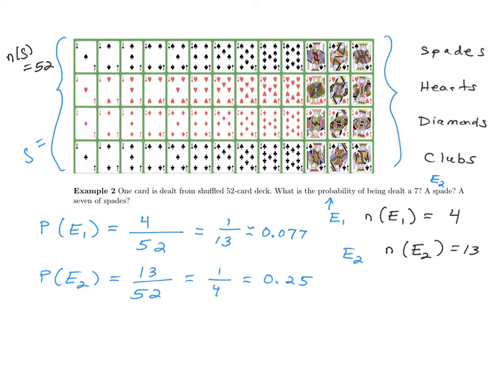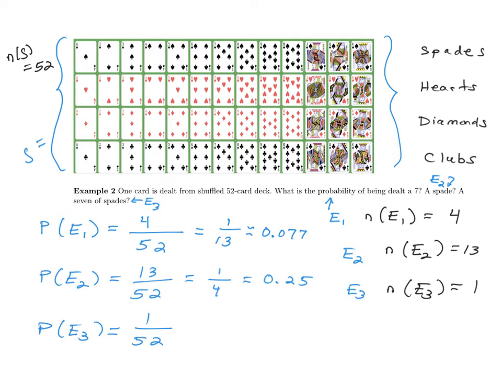And the last one here: the probability of being dealt a 7 of spades. For this last one, I'll call this E sub 3. So again, we had E1, E2, and E3. What is the number of things in this subset? Well, this is a specific card. It is this one right here. There's exactly 1 seven of spades. Therefore, there's only one thing in this subset. The number of things in E sub 3 is 1. So the probability of E sub 3 is 1 out of 52.